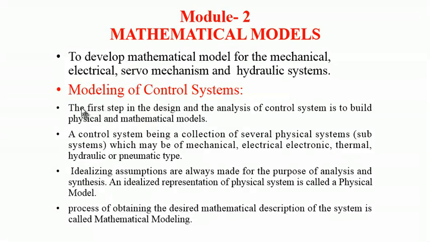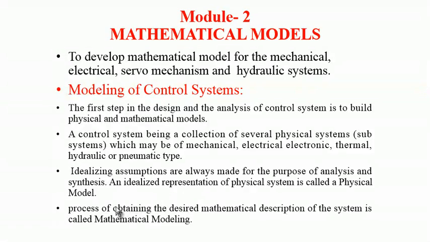So the first step in the design and analysis of a control system is to build the physical and mathematical models. What is a physical model? An idealized representation of a physical system. Suppose you are going to make one control system, first we should represent that system as a physical system, meaning how it will look, what is the physical observation of that system. So it is called a physical model.